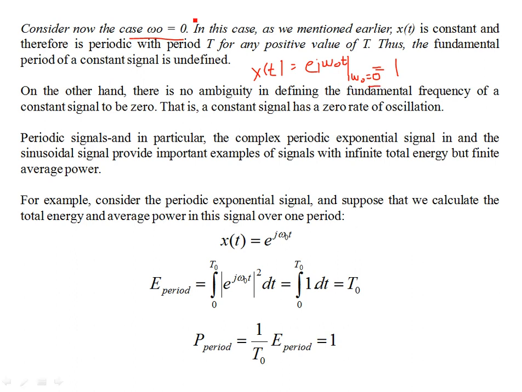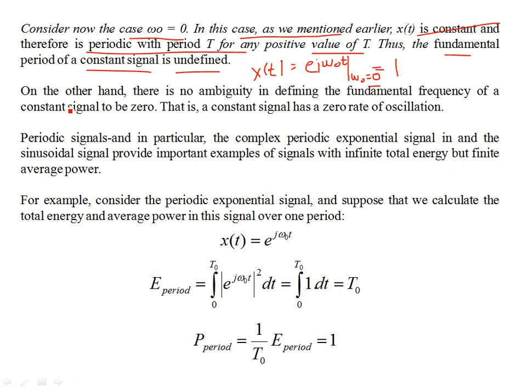In this case, we mentioned earlier that x(t) is a constant, and therefore it is periodic. Actually, if you see it analytically, it is periodic with period T for any positive value of T. But the counter argument is that for periodicity, you need to have the smallest value of T. If it is periodic with T, then it is also periodic with 2T or 3T. But since the smallest T is not defined, then it is not periodic. So the fundamental period of this constant signal is undefined.